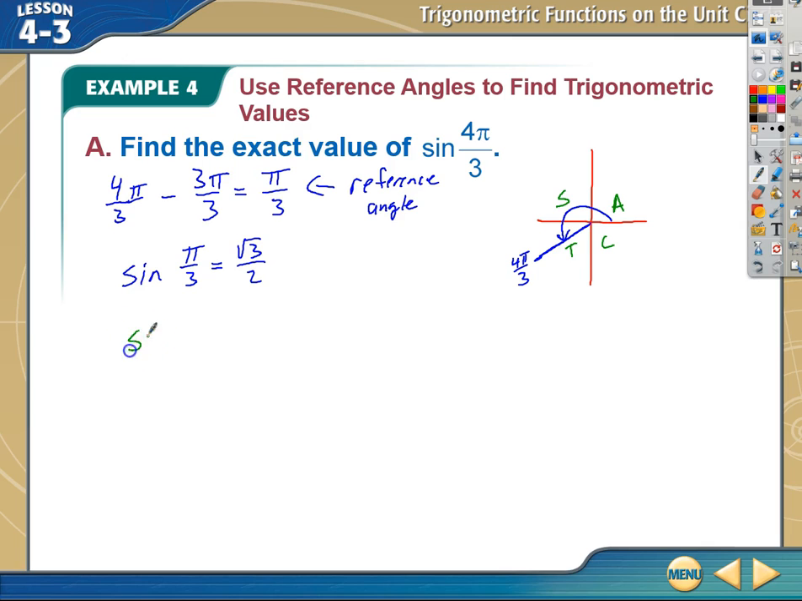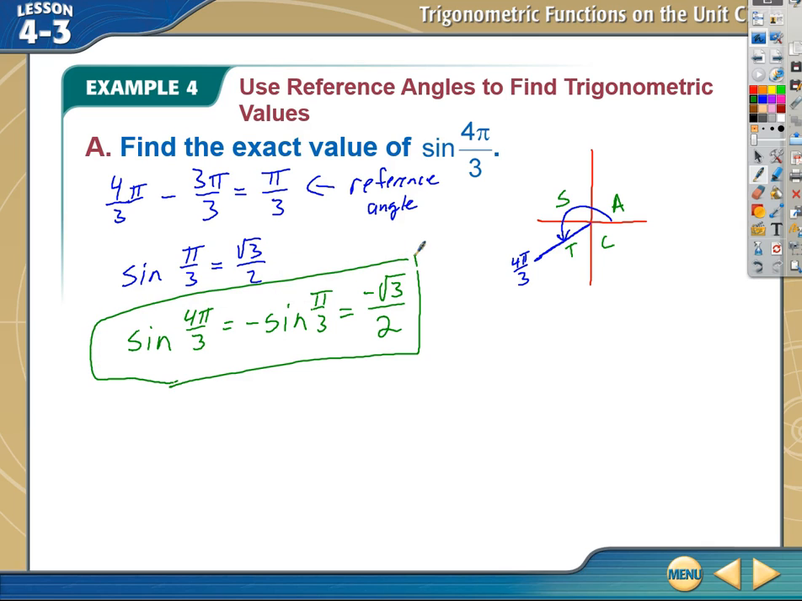So here's what I know. I know that sine of 4 pi over 3 is going to be the negative version of sine of pi over 3, which means that that's going to equal a negative square root of 3 over 2. Oops, yeah, circle the whole thing. That's your whole answer. Okay. And you didn't have to memorize what was all over here. You just had to know this and what was going on over here. Okay. Next.